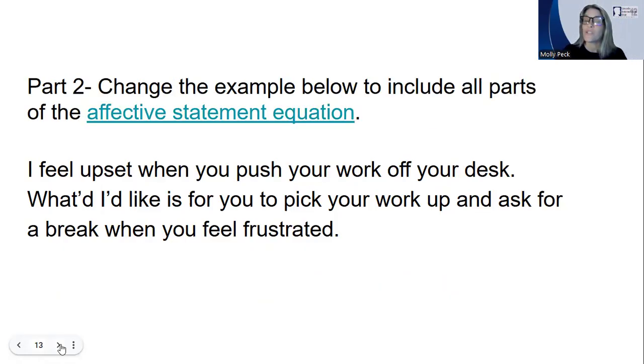All right, part 2. Now, what I would like for us to do is to change the example below, same example, to include all parts of the affective statement equation. So we know what's missing. We know what needs to be put into this statement. And I'm going to be quite honest with you.